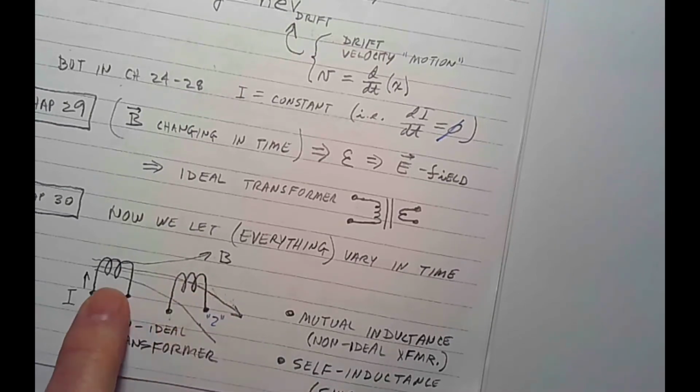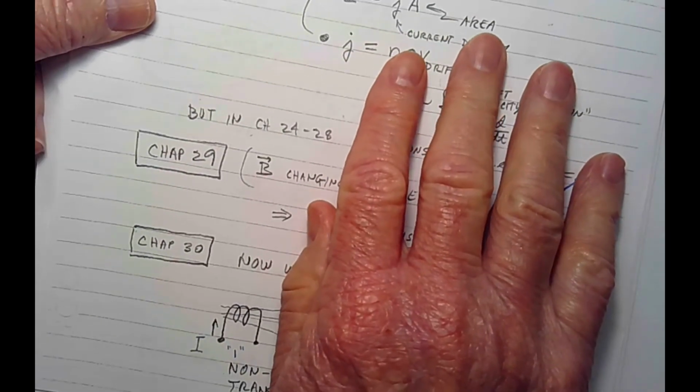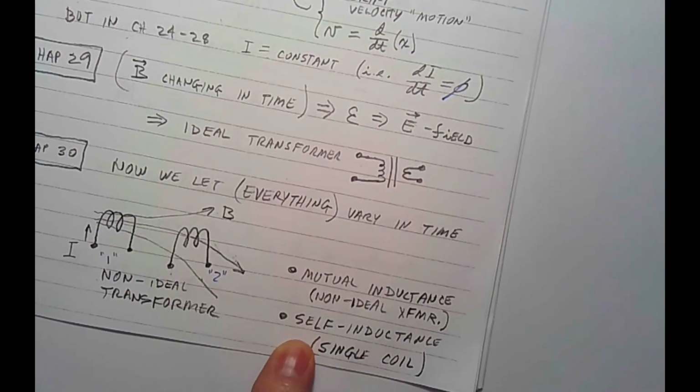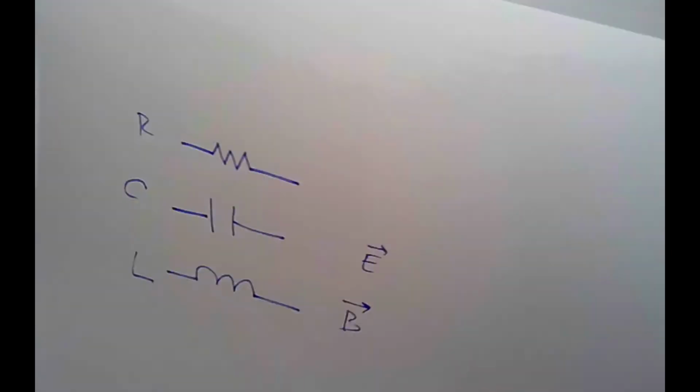All the effects we have from here to here actually occur in that coil by itself. And that leads to the notion of a self-inductance of a single coil, and that's this L of self-inductance of an inductor that I talked about here.